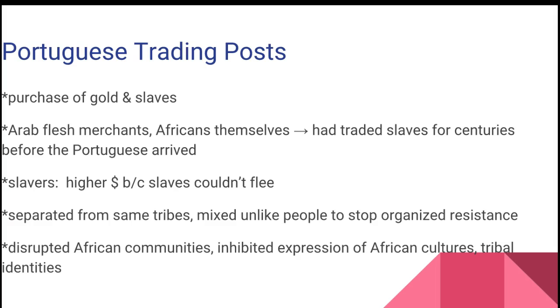So what is interesting is that this disrupts African communities. It inhibits the expression of African cultures, their tribal identities, and over time changes the nature of the African civilization over a period of 300 or 400 years, because you're taking out basically the youngest, healthiest young males for the most part. You're taking them, and so that means how many babies won't be born, how much work won't be done, how much development won't be done, because they left the women, the children, and the old people. So it changed African society as well. This is just the beginning of that, though.